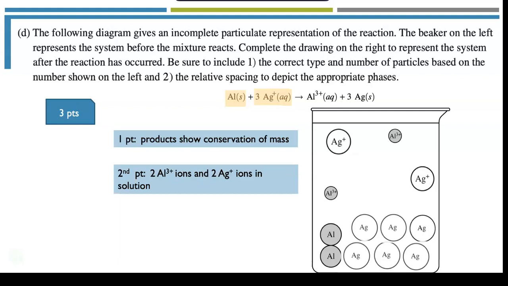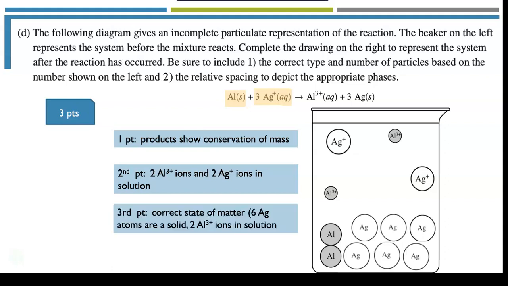For the second point, I needed to show what was left in solution correctly. I'm going to have 2 aluminum ions in solution and 2 silver ions remaining. And for my third point, I needed to show states of matter appropriately. I needed to show those 6 silver atoms together, clumped together as a solid. I got them as close together as I could. And that I have 2 aluminum ions in solution far away from each other. And that's what needed to be shown here to earn all 3 points for this problem, which really had a lot going on.